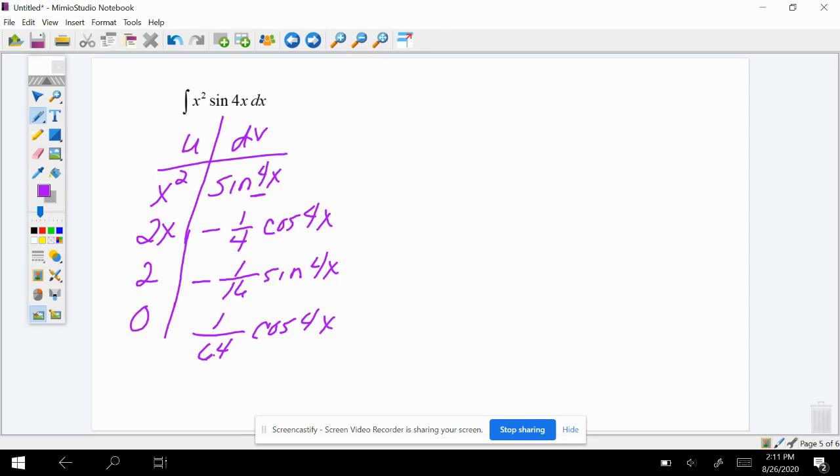Then I want to start matching up my terms. I'm going to do this in a different color just so you can see it. So these two will match up. These two will match up. These two will match up.